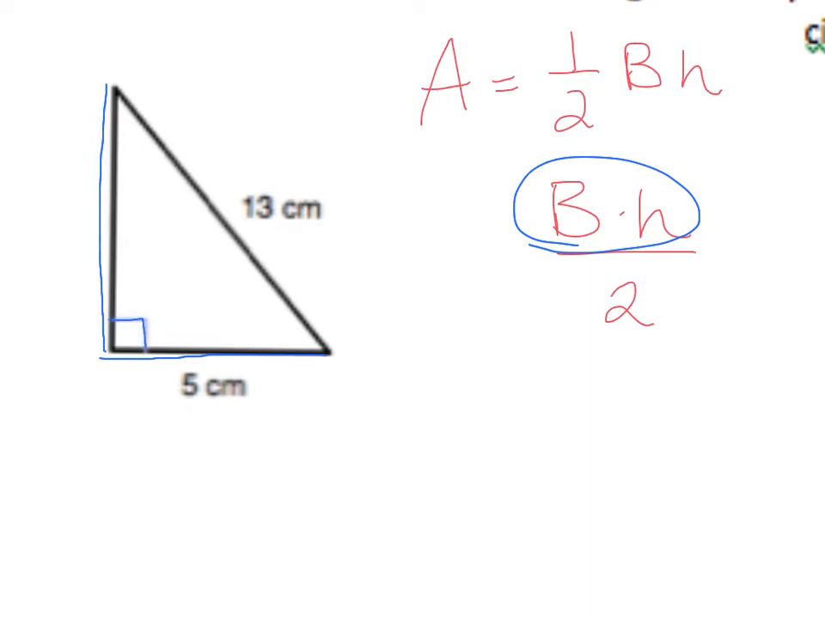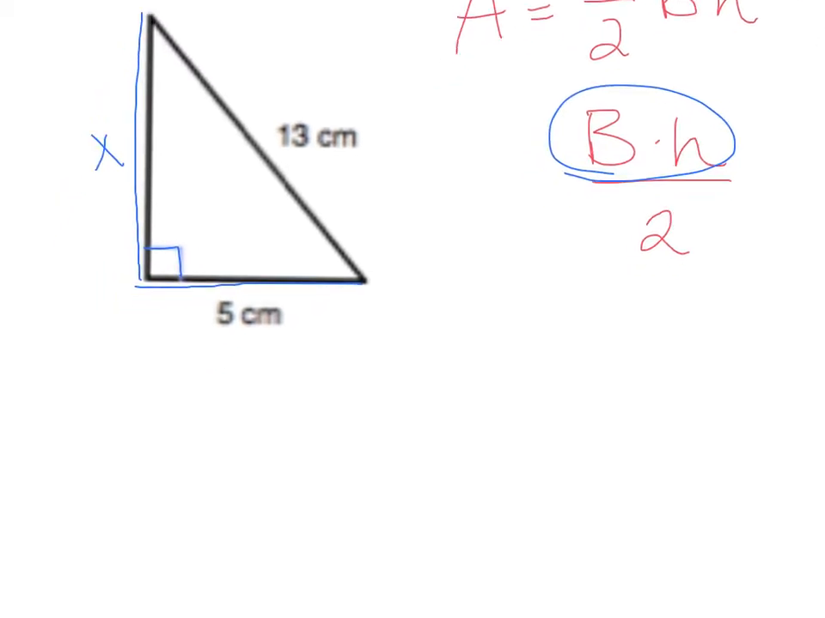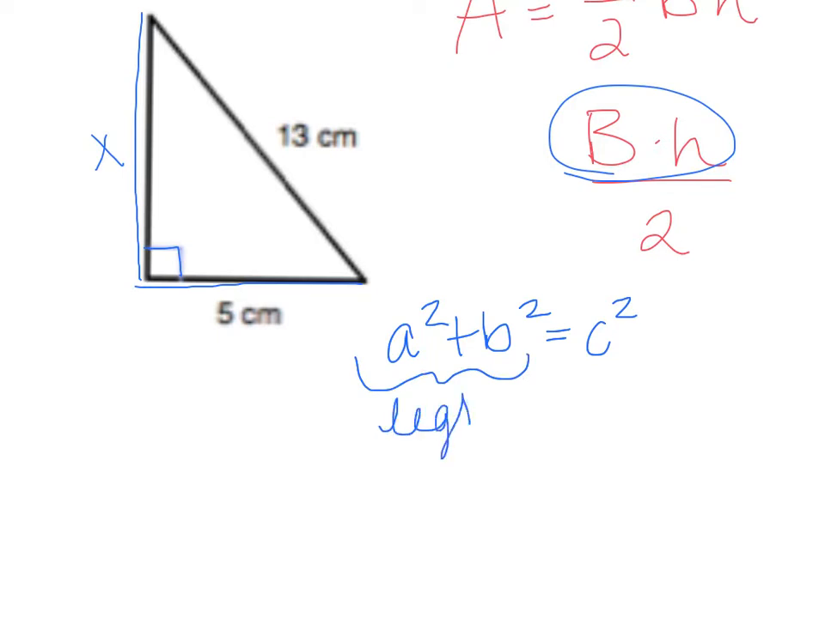So this is what we have to use for the base and the height, but I don't know one of the other sides. So what I have to do is, I've got a right triangle. If you remember the Pythagorean theorem from last year, it's a squared plus b squared equals c squared, where a and b are the legs of the triangle, or the perpendicular sides, and then c is the hypotenuse.